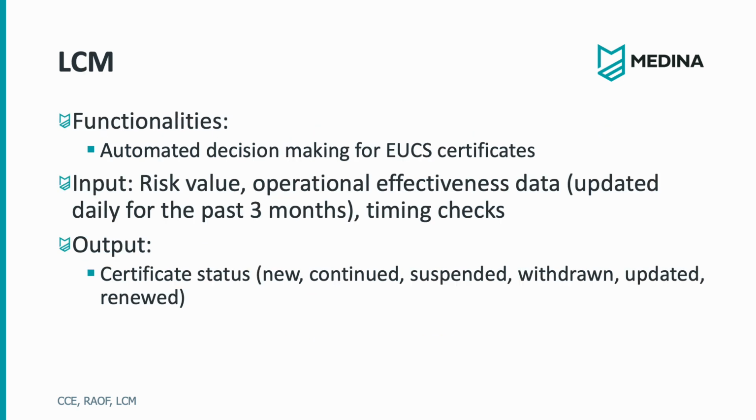The life cycle manager takes an automated decision about the state of a certain certificate related to a target of evaluation. As inputs, it primarily uses the report by the risk assessment and optimization framework, which indicates a minor or major deviation. Also, it obtains historical compliance information from CCE, called operational effectiveness data. Finally, it also checks for certain timing rules defined in the EUCS for transitions between certificate states. The output is then a certificate status, which may be new, continued, suspended, withdrawn, updated, or renewed.